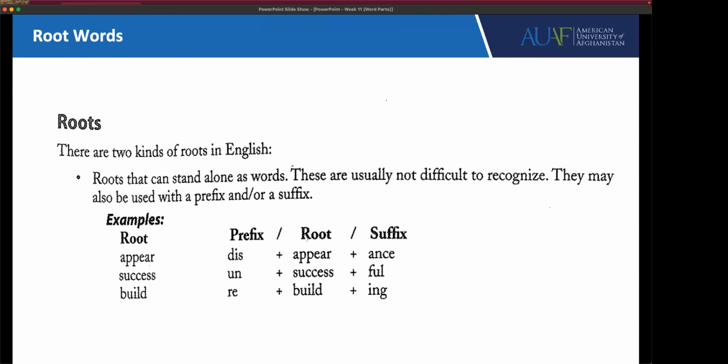So for appear, the prefix is dis, right? So disappearance: the suffix is ance, the prefix is dis, and the root is appear. For success, we have unsuccessful, and un is the prefix, meaning not, and ful is the suffix. And for build, we have rebuilding. Re means again, and ing is the continuous form. So those are all roots, prefixes, and suffixes.